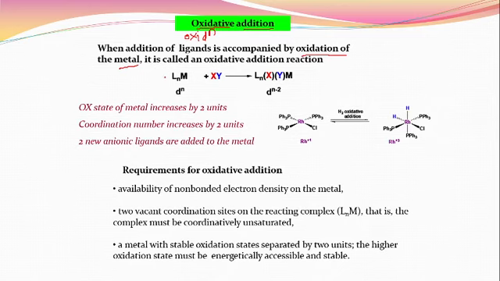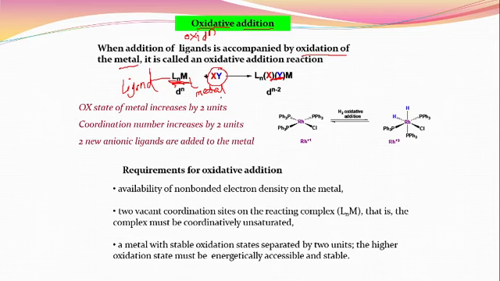Let me show a typical example of oxidative addition. This is our organometallic compound LnM, where Ln means the ligands and M means the metal. Whenever this organometallic compound reacts with another reagent, and the reagent becomes bonded to the organometallic compound by increasing its oxidation number, that is called an oxidative addition reaction.